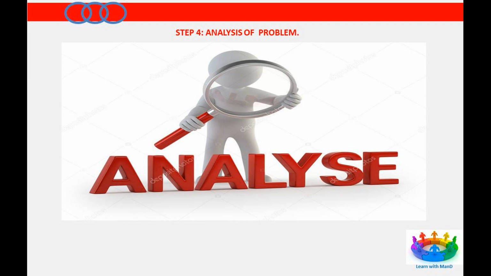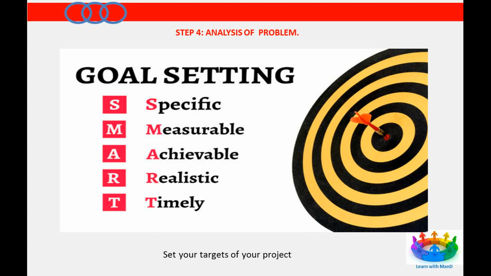Fourth step is analyze the problem. In this step we analyze the problem, check what are the factors which can affect the problem generation. Suppose in which shift the problem is generating maximum. Is it generated by a single person maximum time? Is it generated at a special time? Is it generated on a special line? After analyzing the problem, we will set a goal, a target using the SMART method for our project. How much we are going to reduce the problem, we will define in this step.